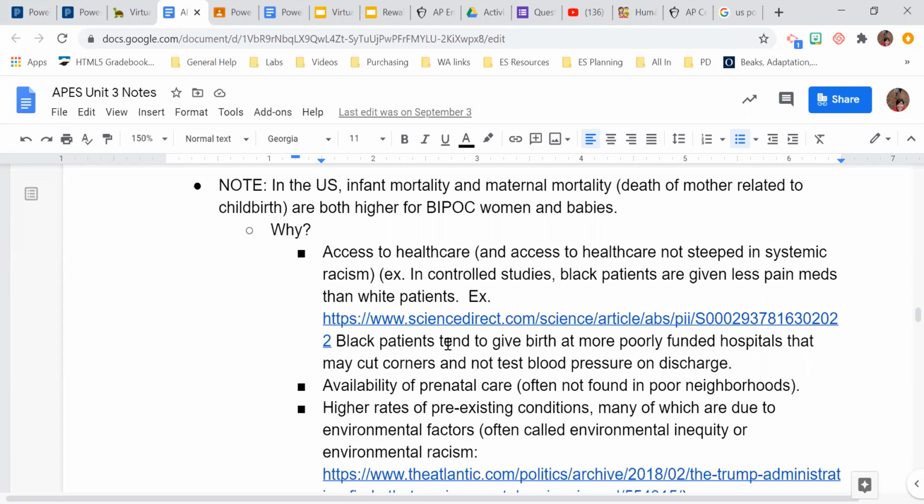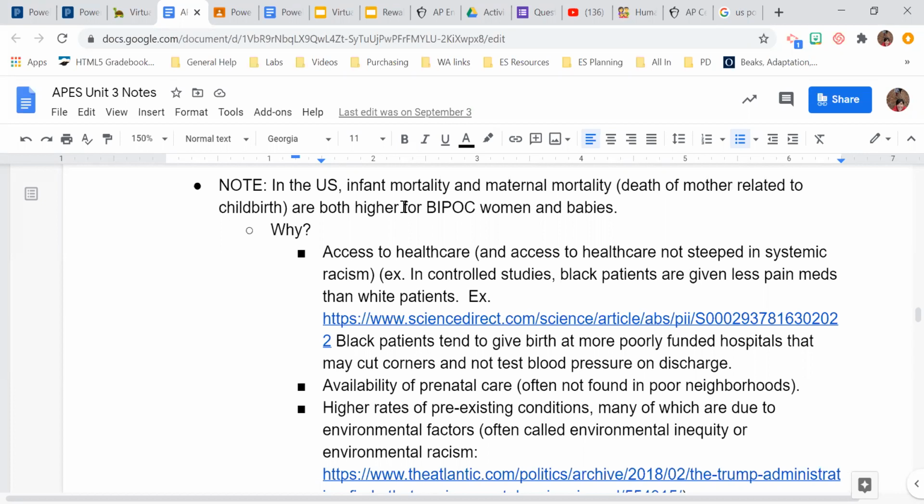The other thing is that a lot of times Black patients and other people of color tend to give birth at more poorly funded hospitals. This is the same for our Indigenous people in the US. We tend to have very poorly funded hospitals. They might cut corners. They might not test blood pressure on discharge. That one test, and just having the nurses to do that one test, which is pretty simple, it's a blood pressure cuff. You guys have probably all had that done, can catch people who have preeclampsia. So it can catch these issues before they become big problems.